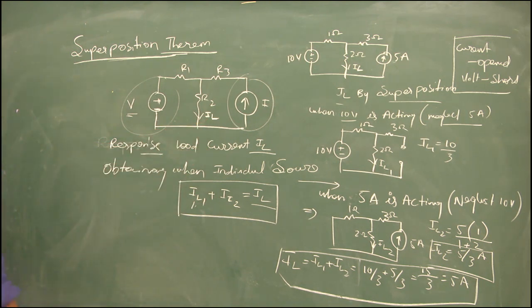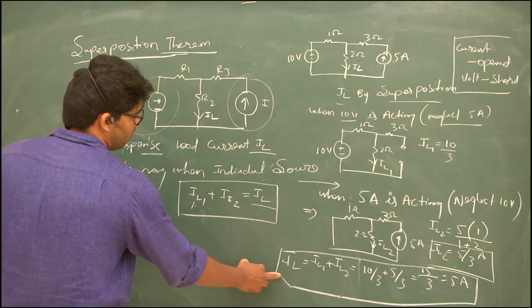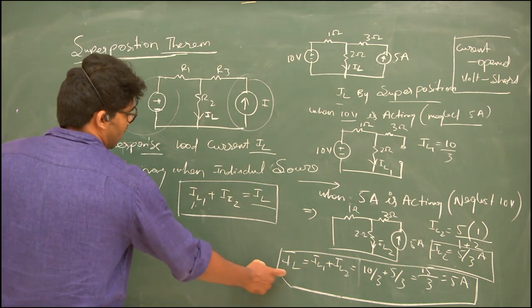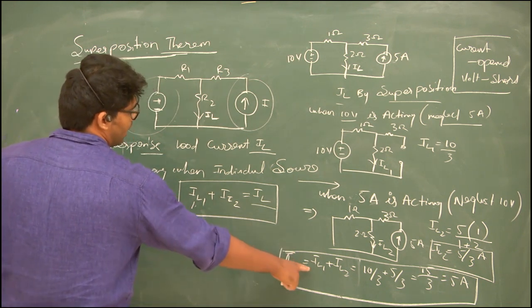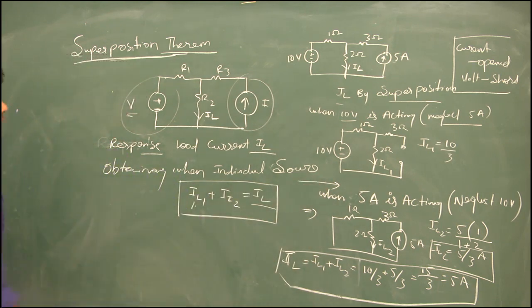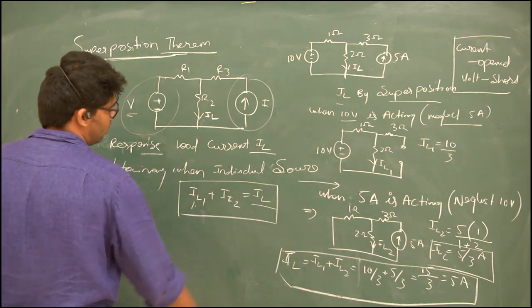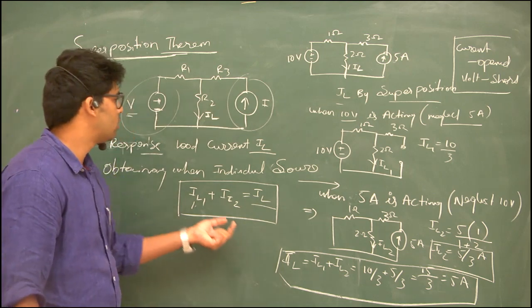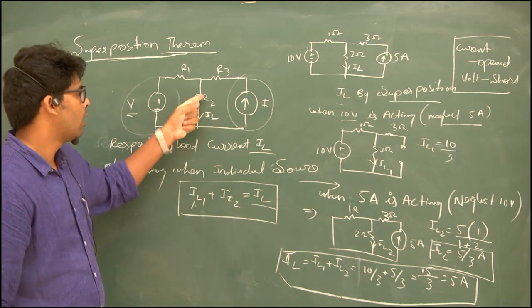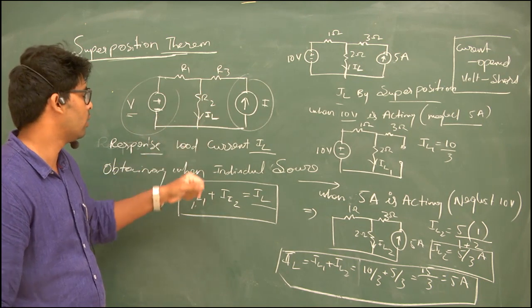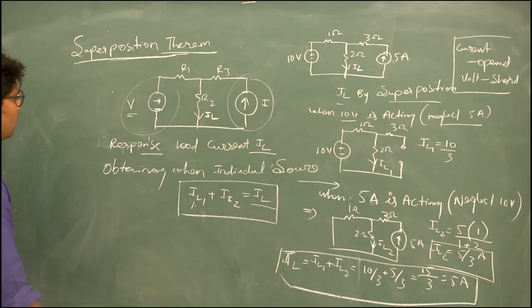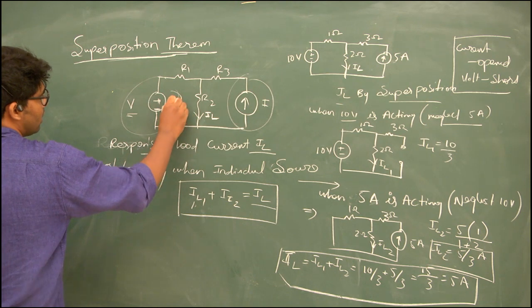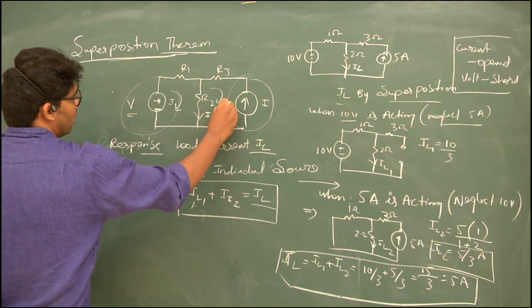So if you see that two sources are acting, we took simultaneously, and we'll prove that. You can verify whether this is correct or wrong by doing a simple mesh analysis or by node analysis. If you want to do it by mesh analysis, let us say this is I1 and this is I2.